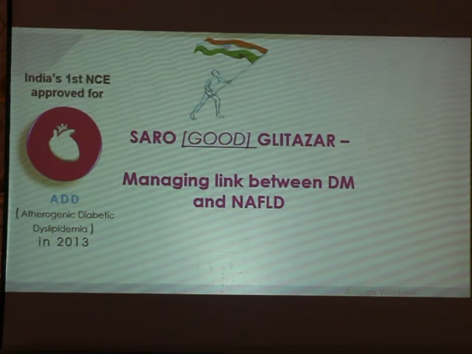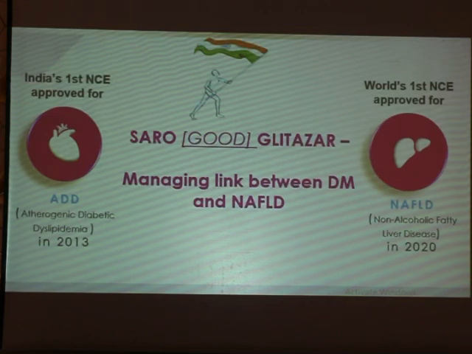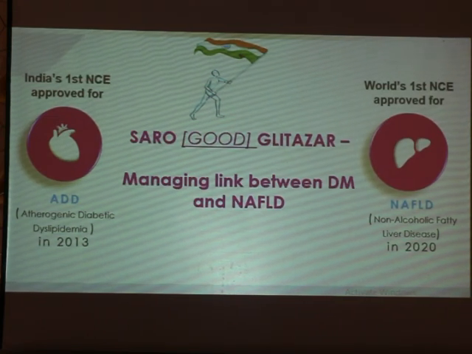It's India's first NCE approved for atherogenic diabetes, diabetic dyslipidemia. And it is the world's first NCE approved for NAFLD in 2020.